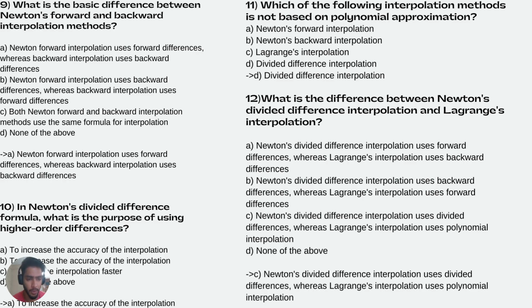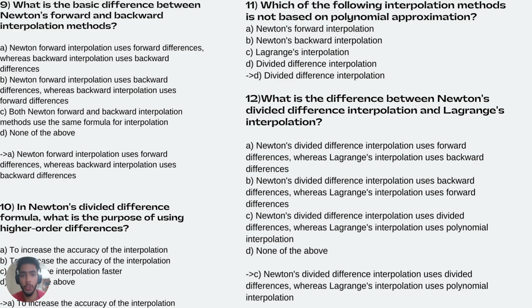In Newton divided difference formula, what is the purpose of using the differences? Yeah, here the answer would be definitely to increase the accuracy of the interpolation. Moving on to question number 11.